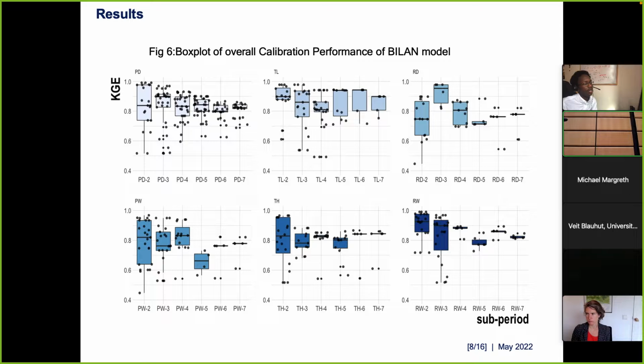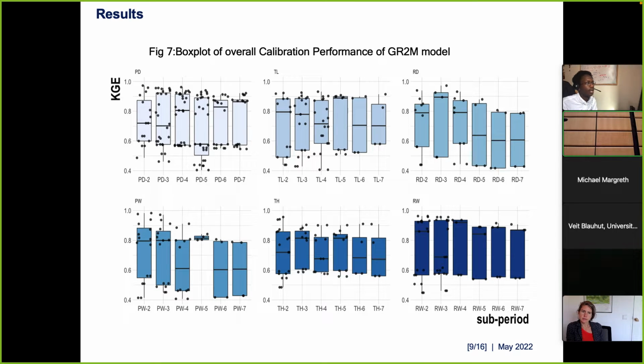Results. Here is the box plot of the overall calibration performance of the Bilan model. Using KGE, the Kling-Gupta efficiency, we are assessing the model performance. P stands for precipitation, R for runoff, and T for temperature. D is the record selected on the dry years, W stands for the wet years, L is the lowest temperature, and H the highest. We can see that the calibration performance decreases clearly when the simulation period width is increased. We have a similar result with the GR2M model.